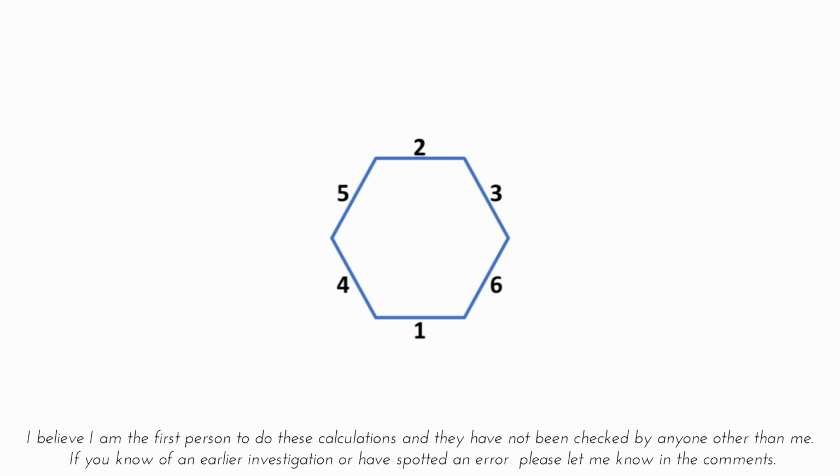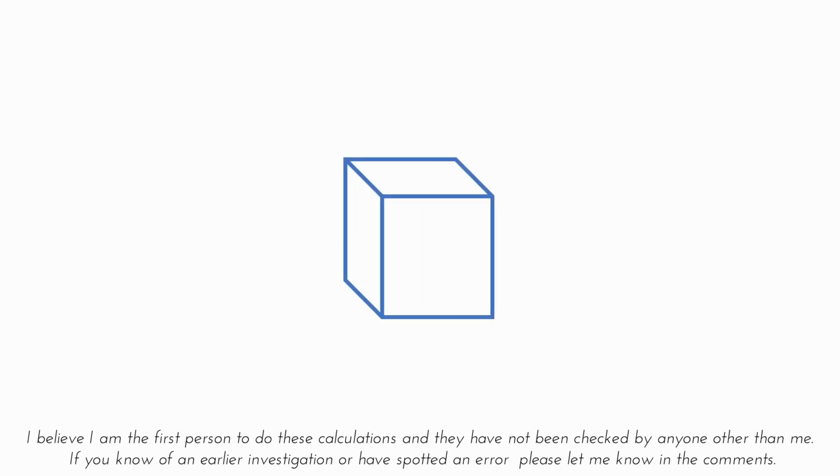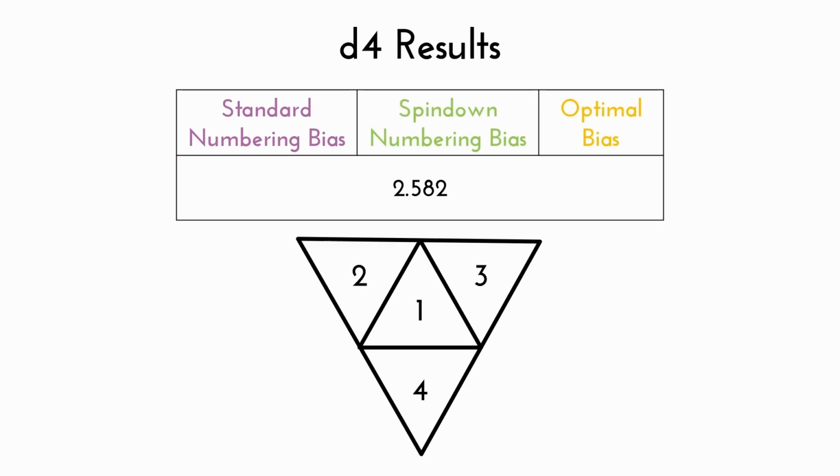Okay, time to return to 3 dimensions and see if we can find the minimum bias numberings for all the standard polyhedral dice. Starting with the d4, the smallest dice. Interestingly, there is only one way to number a d4. Play around with it if you don't believe me, but that means we don't have any options to improve things. The bias vector for the d4 has a magnitude of 2.582.